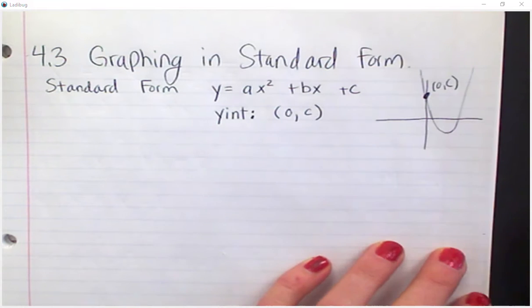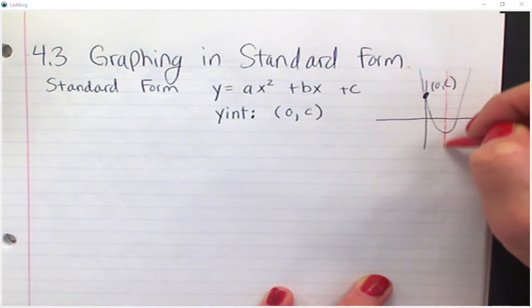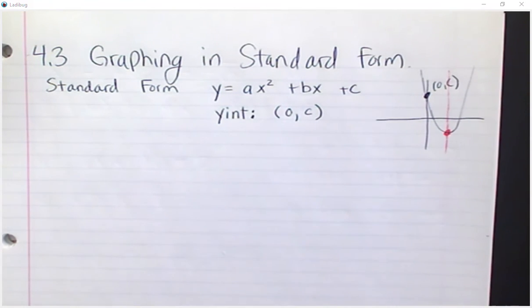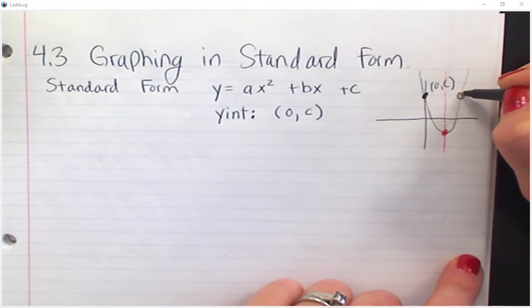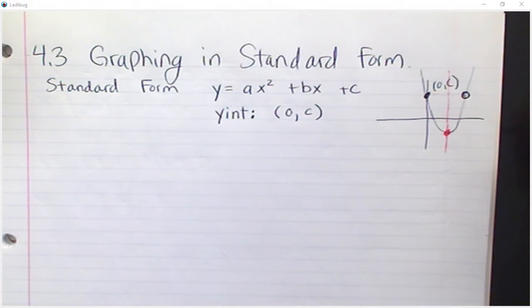Okay, notice that the graph has some symmetry, as do all parabolas. And there's a little line that goes down the middle. Obviously, this point here, that would be the vertex. Okay? There's a symmetric point on this graph. It's right here. See the symmetry? If there's a y-intercept here, there is a symmetric point, and the vertex goes right down the middle of the symmetric point.